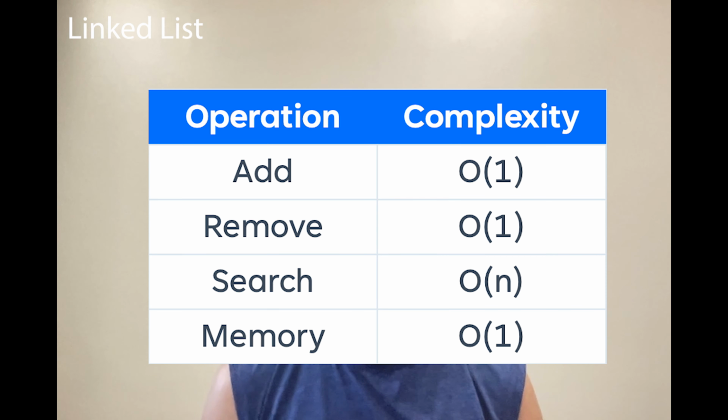Now, for any data structure to be efficient, we need to look at its complexities. In the case of a linked list, the add operation and the remove operation are constant time operations. However, searching through the linked list is a linear time operation. And the memory is going to be a constant time operation as well.